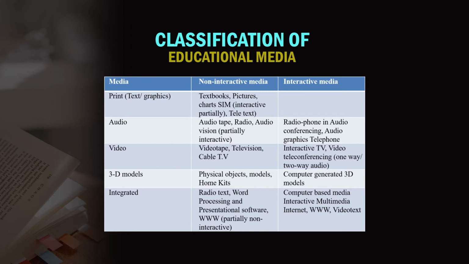3D models, as was said in the earlier classification, could be simulated models or physical objects. You could be doing a home project where you are making a 3D model as a part of your practical work. Integrated media refers to that which includes all the various components, whether it is audio, visual, or any kind of movement, still, and so on. This includes computer-based media. It also includes the internet, the World Wide Web, video, text, and so on.